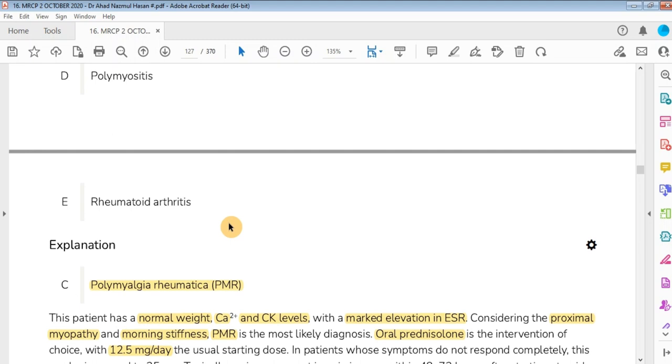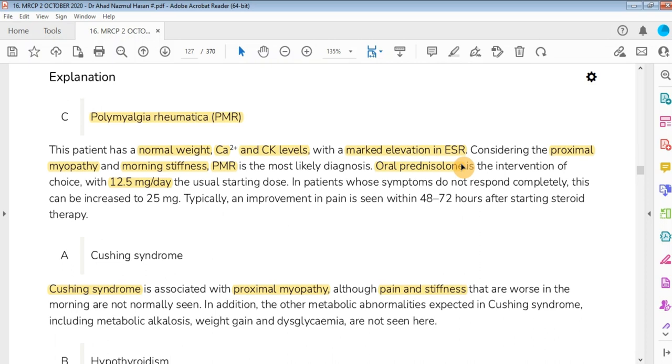This patient has a normal weight, calcium and creatinine level with a marked elevation in the ESR. Considering the proximal myopathy and morning stiffness, PMR is the most likely diagnosis. Oral prednisolone is the intervention of choice, at 12.5 milligrams. In some guidelines, they start with 15 milligrams. In some cases, they start with 12.5, then increase up to 25.